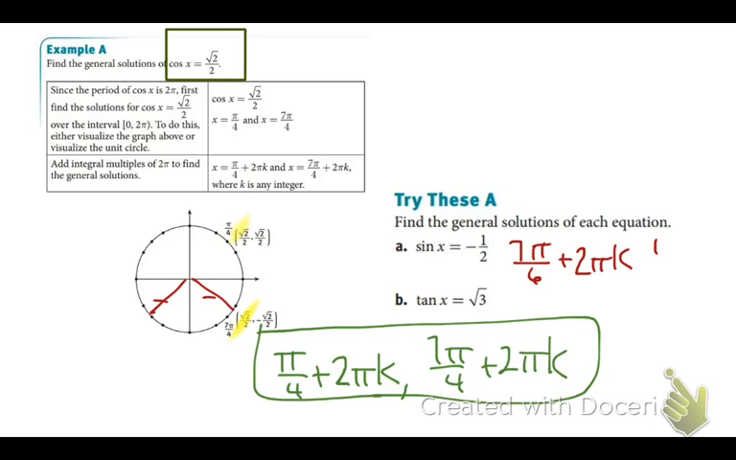And what was the one over here in our fourth quadrant? 11 pi over 6. Doesn't matter really. I'm going to rewrite down here. 11 pi over 6 plus what? 2 pi k.